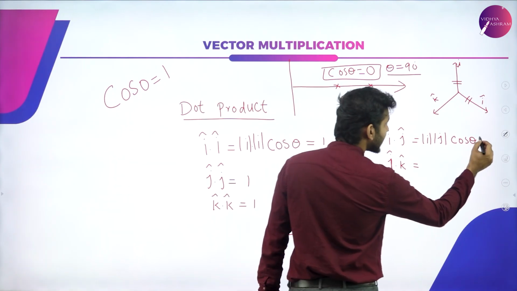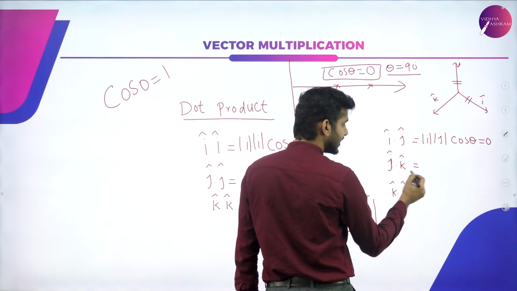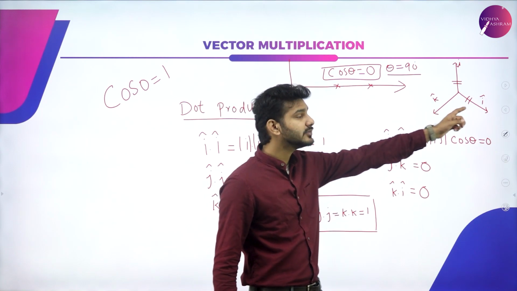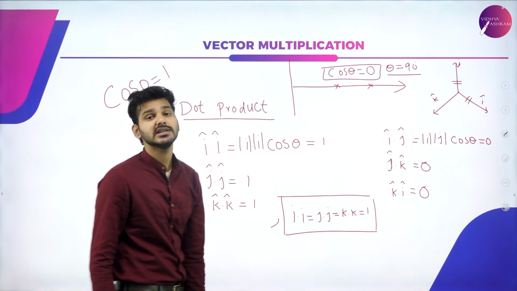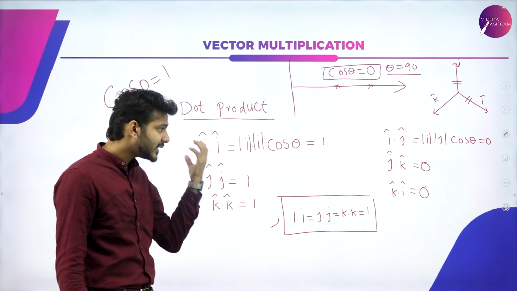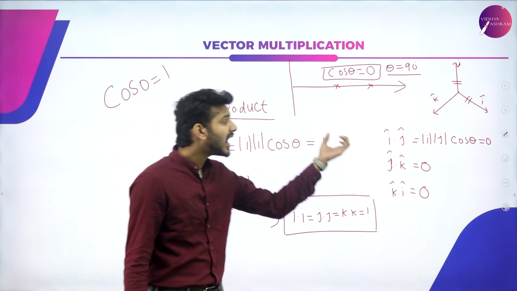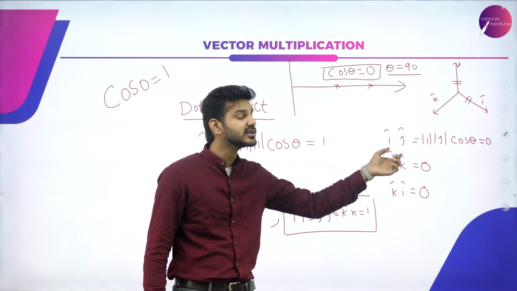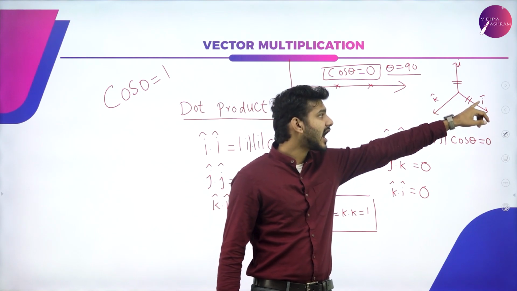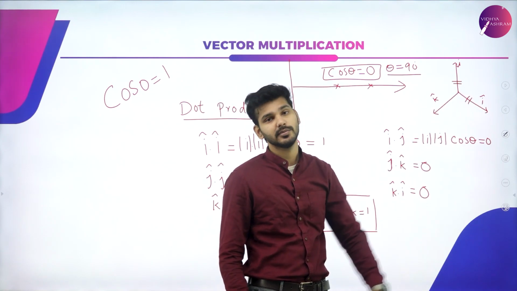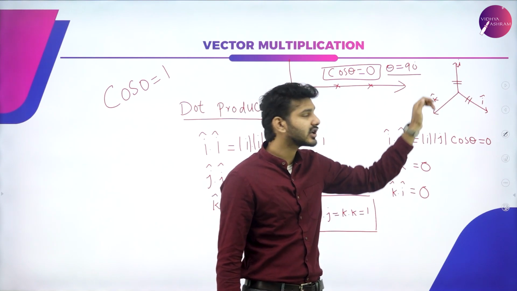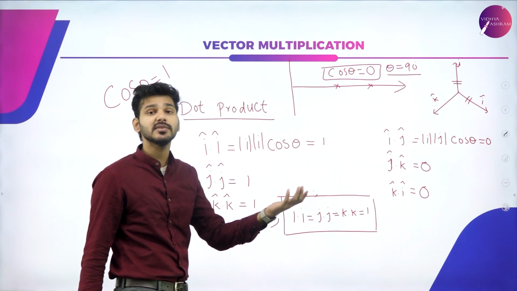i dot j is equal to 0 and j dot k is also equal to 0, k dot i is also equal to 0, because the angle between these axes is 90 degrees. They are mutually perpendicular. If we take the dot product between other unit vectors, it will be equal to 0. So if I am taking i dot k or i dot j, it will be equal to 0. If I am taking k dot i, it will be equal to 0. If I am taking j dot k, it will be equal to 0 because the angle between them is 90 degrees.